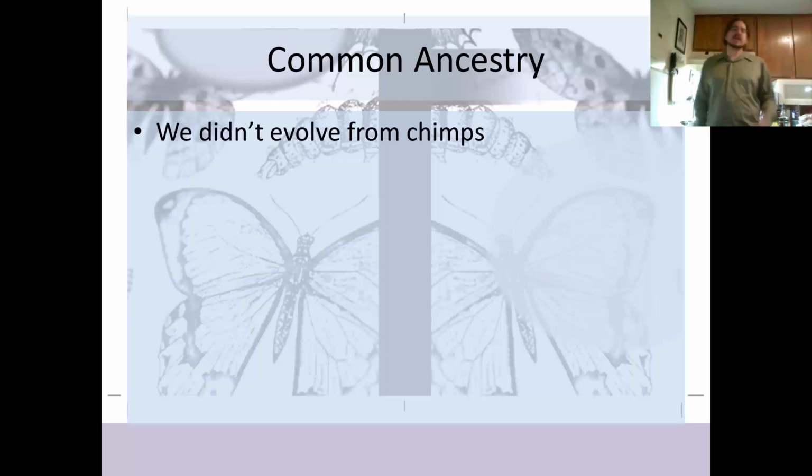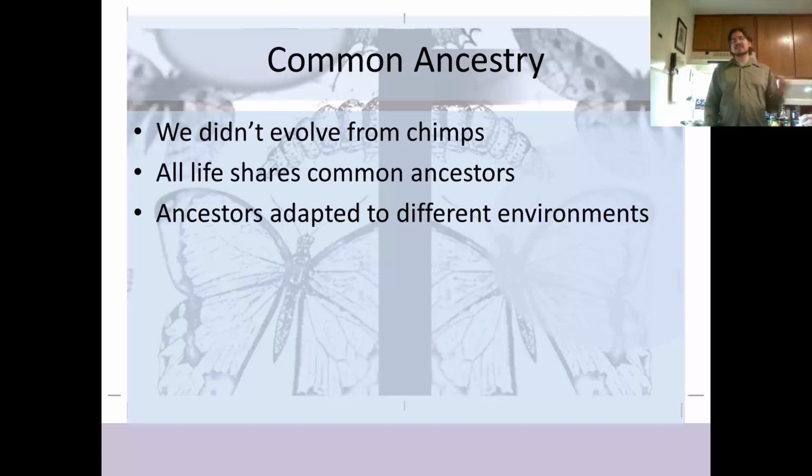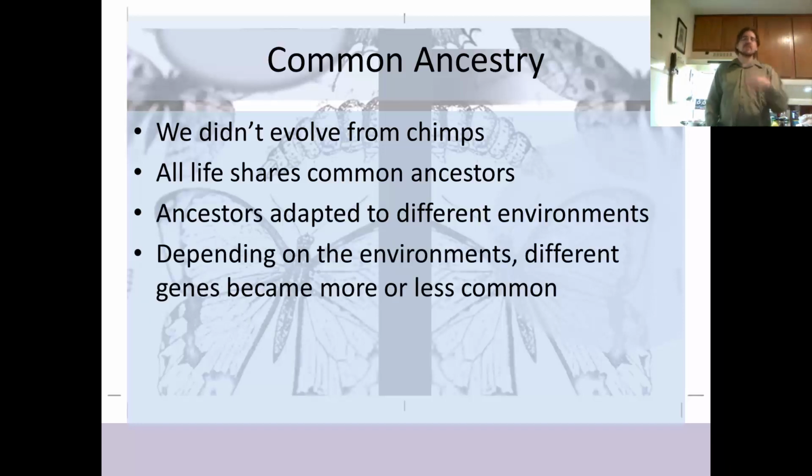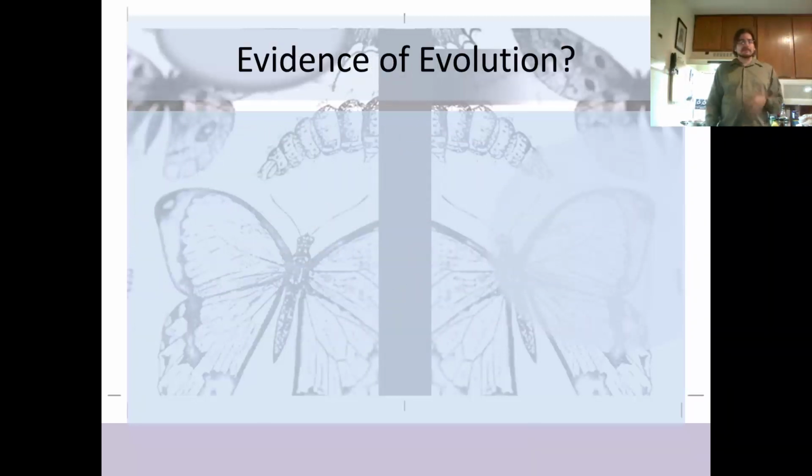Common ancestry is basically saying life shares common ancestors. The points where populations diverged are points where we had a common ancestor. And those ancestors adapted to different environments. And depending on the environments to which they adapted, different genes became more or less common. If they were good enough to live, they lived. When we look at evolution, we look at a map of common ancestry in all the species today. For instance, when we talk about humans and chimps sharing evolutionary heritage, we talk about humans and chimps sharing a common ancestor.